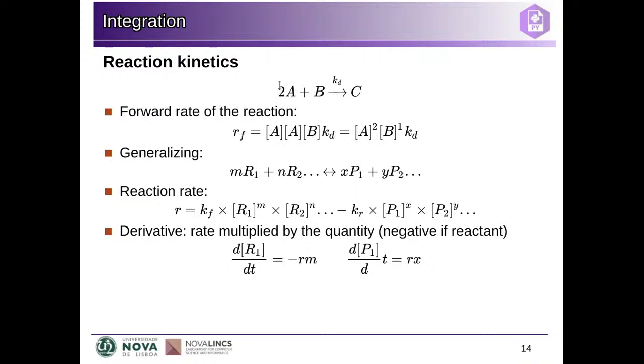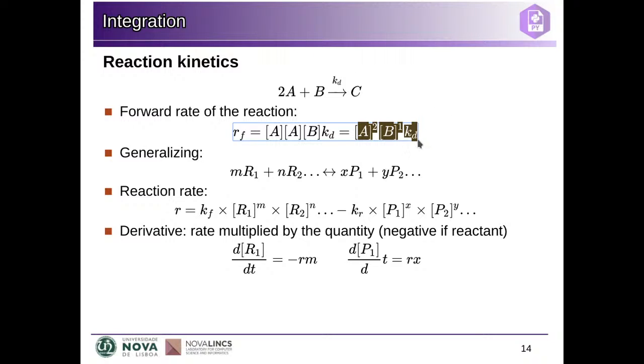For example, suppose that we have this reaction where we have two of some A compound reacting with B, and this, with some kinetic constant that determines the velocity of the reaction, will be transformed into C. So we can compute the forward rate of the reaction by multiplying the square of the concentration of A, because there are two A's participating, with the concentration of B raised to the power of 1, because there's only one B there. And this multiplied by the speed of the reaction in this direction, so this kinetic constant, will tell us how fast the reaction is proceeding in this direction.